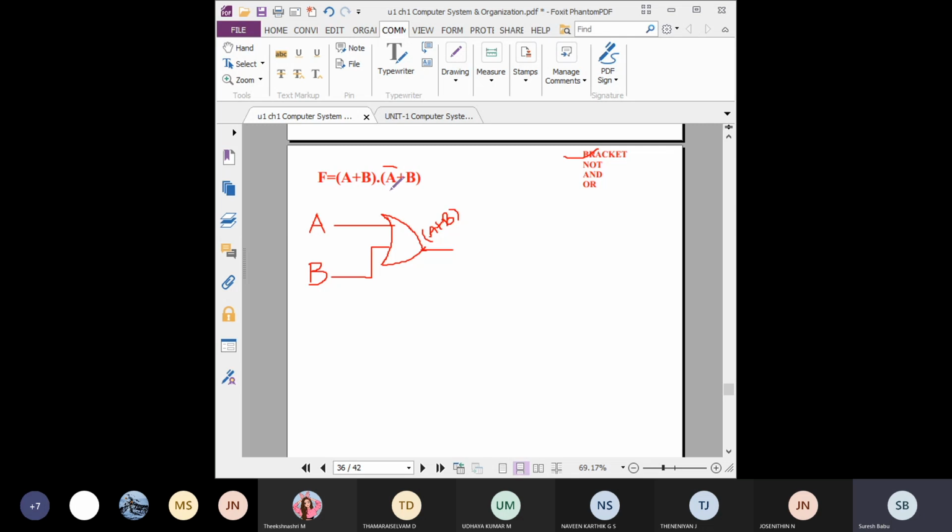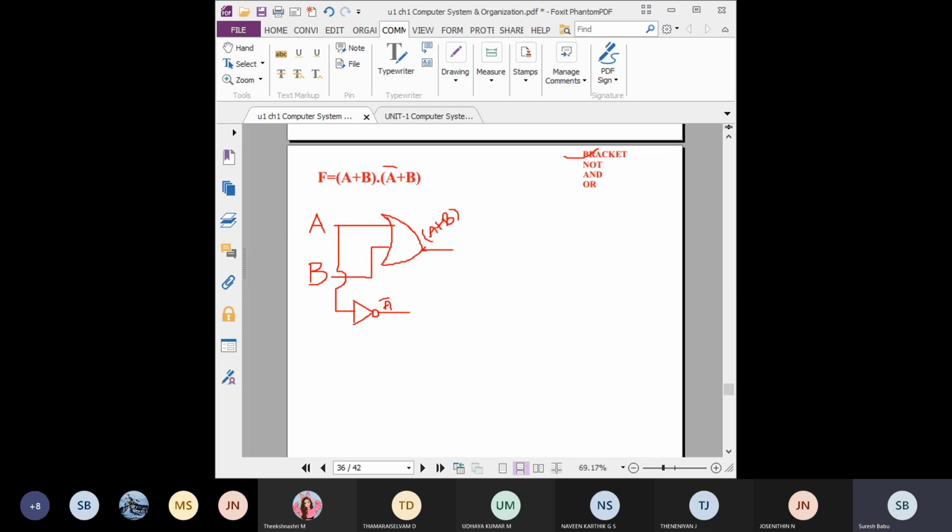Then the next bracket, A bar plus B. Before evaluating this, you have to calculate A bar. So you need a NOT gate. Use the NOT symbol and get A bar. Here, this is A bar.